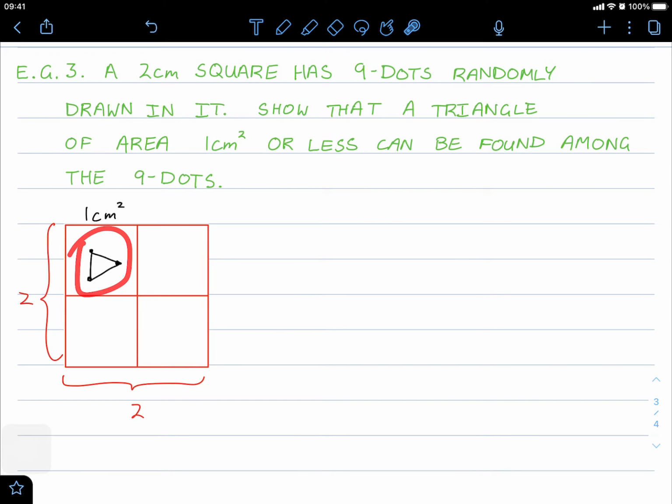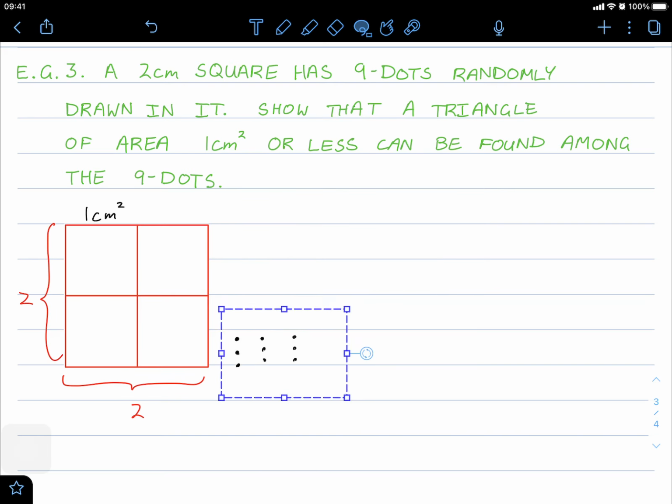But now, is this guaranteed? Is it guaranteed that 3 dots are inside one of these smaller squares? Let's simulate this using the Pigeonhole Principle. Here are my 9 dots. 1, 2, 3, 4, 5, 6, 7, 8, 9.